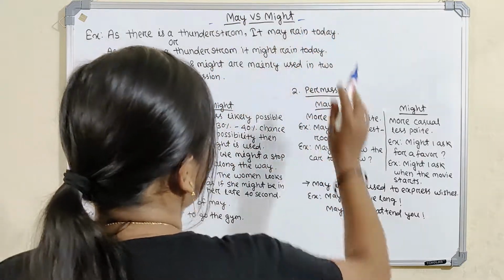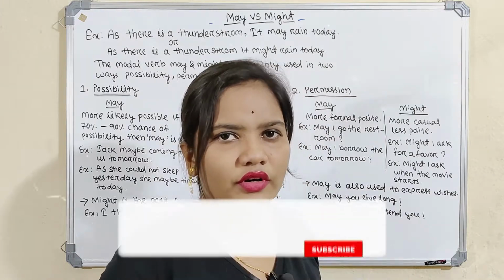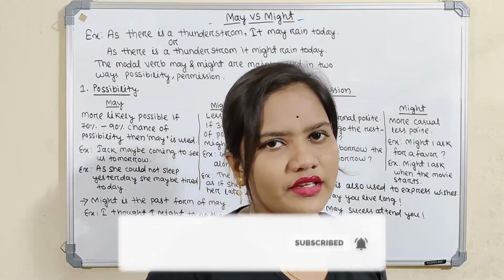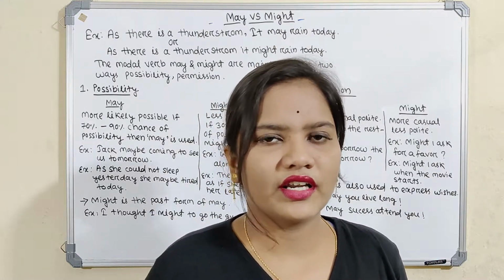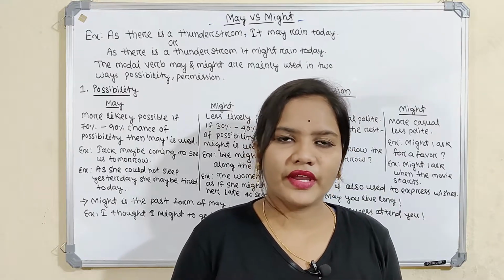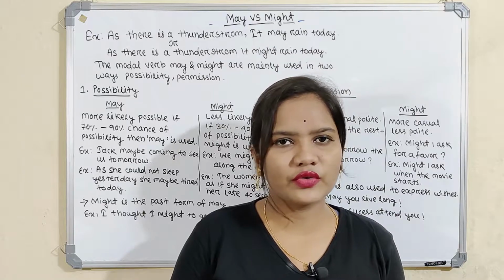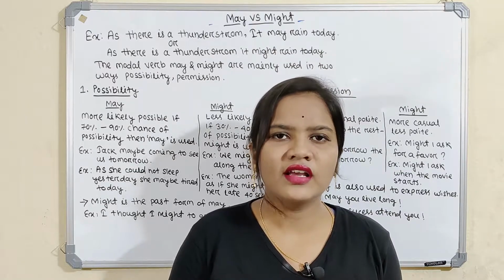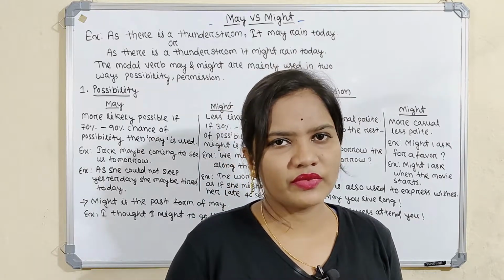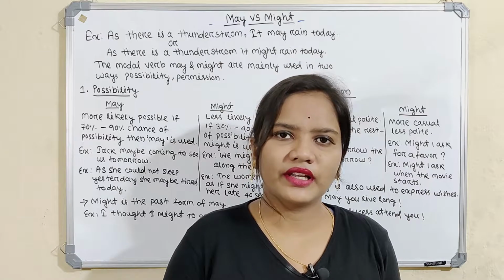May versus might is a main topic of modal verbs, also called auxiliary verbs. We know there are 8 modal verbs, but today we will learn about two main ones, may and might, because they are the most common and usual in our daily use. We have to know in which cases we use may and might, and we will learn to differentiate them today.